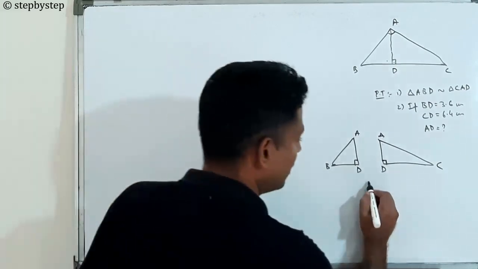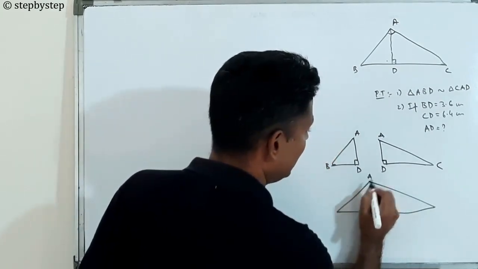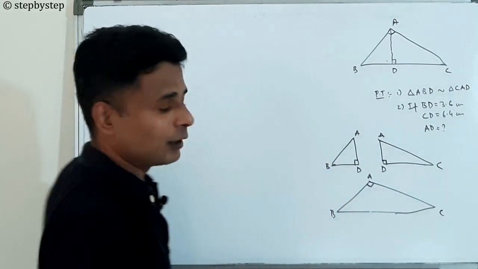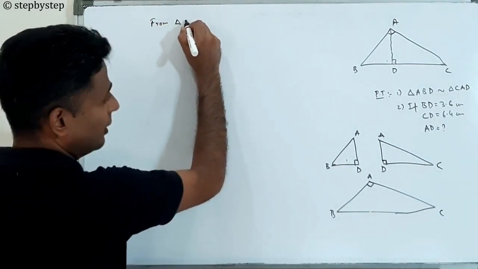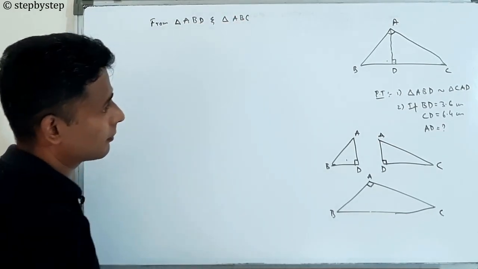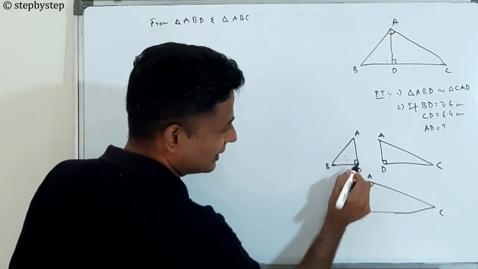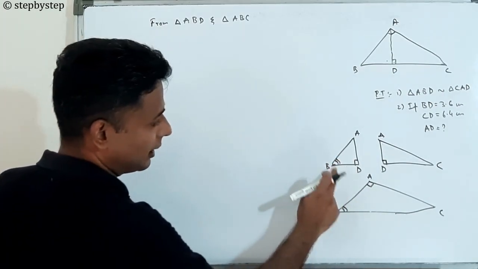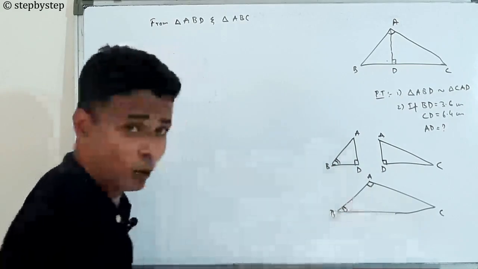So what we'll do is we'll take the main triangle as well, right? Main triangle, that is ABC. This is 90 degree, right? Now if you notice these two triangles, triangle ABD and triangle ABC. So from these two, this triangle and the whole triangle, what do we have? This is 90 degree, this is 90 degree, right? And angle B is common. Angle B is common.